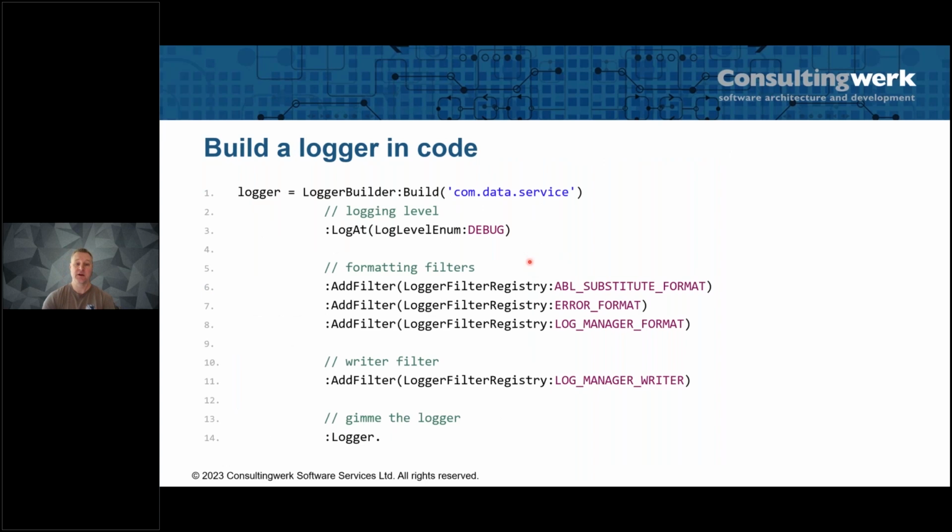You can build a logger in code if you really want to. This is effectively what happens inside of that get logger message. There's a kind of a factory pattern here. So it's saying, for that named logger, here's a logging level, add some filters, and then return the logger. If you've worked with the HTTP client, this should look quite familiar. Just a fluent API to get that stuff.